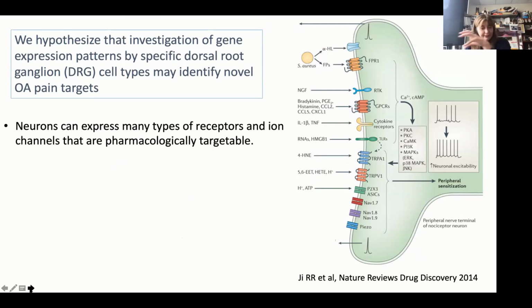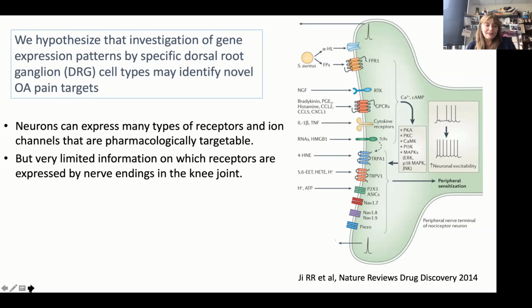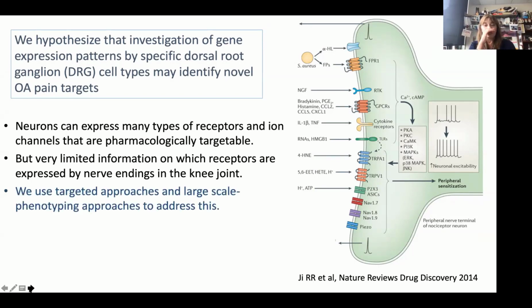So I just give you one example on how we can actually look at this to identify new targets in this pathway and in the pain pathway at the level of the nervous system. So neurons, they can express a whole host of receptors and ion channels that are pharmacologically targetable. And so, but we actually do not know very much on exactly what is expressed when in the course of osteoarthritis. So we are using not just targeted approaches, but what I want to give you an example about is we are using large-scale phenotyping approaches to try and identify new targets.